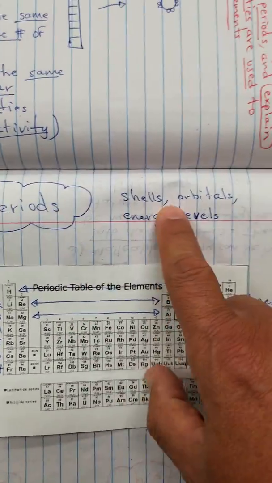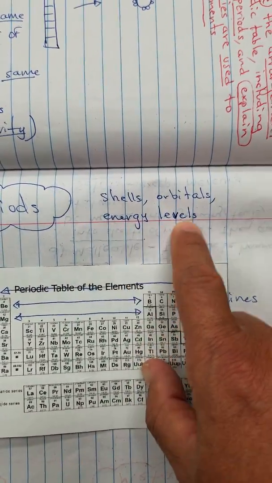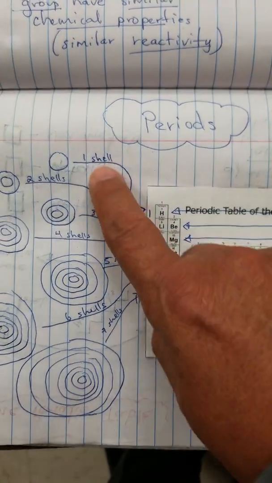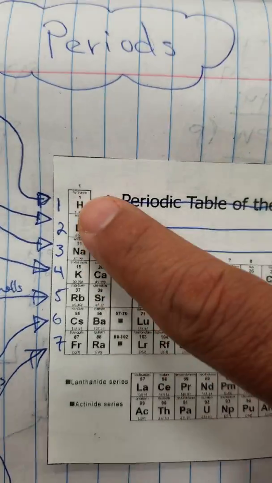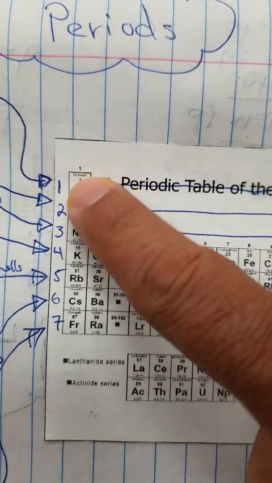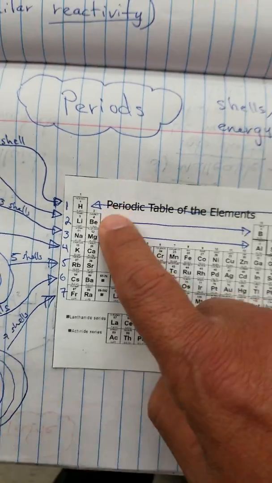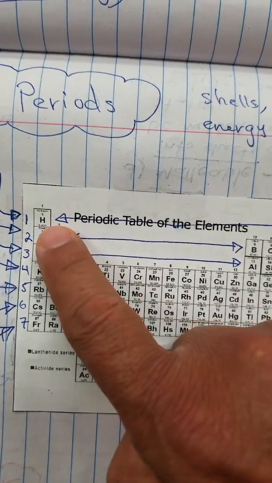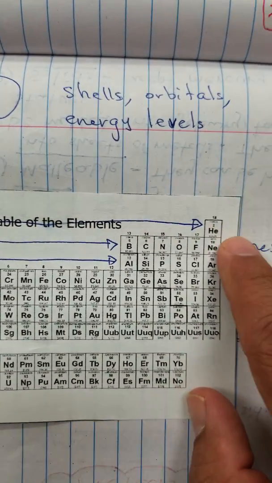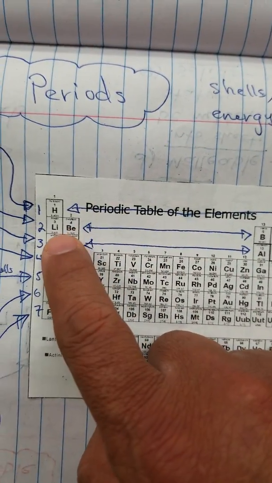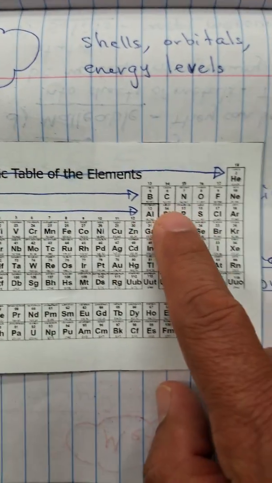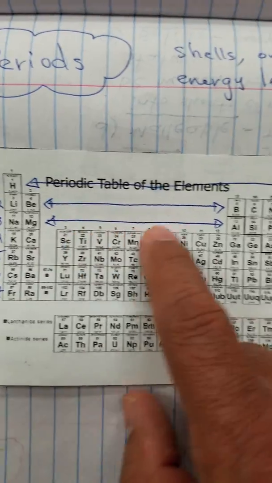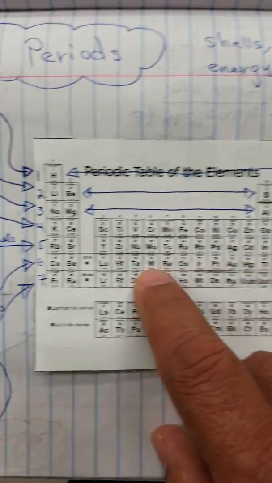And the periods represent the shells, the orbitals, or energy levels. This means the same thing. Period number 1. Well, first of all, these are the period numbers. You're supposed to number them with your pen or pencil. These are horizontal lines that run sideways. Period 1 includes hydrogen and also helium. Period 2 includes lithium, beryllium, and all the rest of these. Period 3, sodium, magnesium, and all this, and so forth.